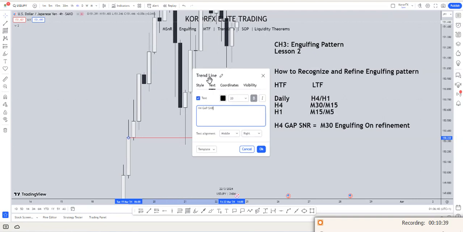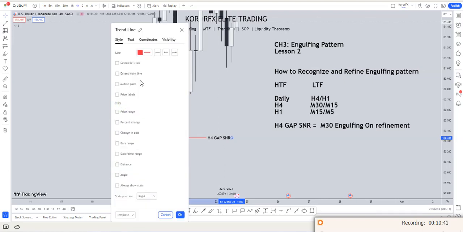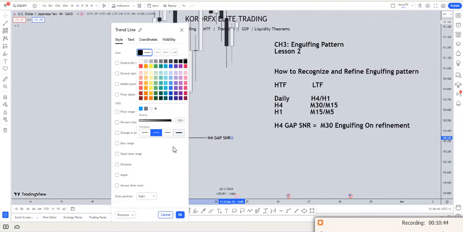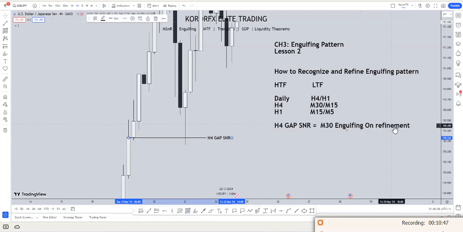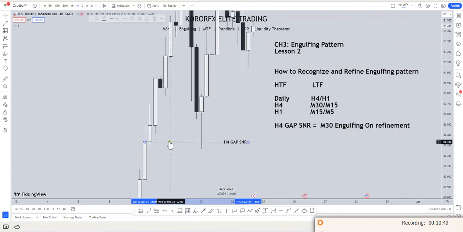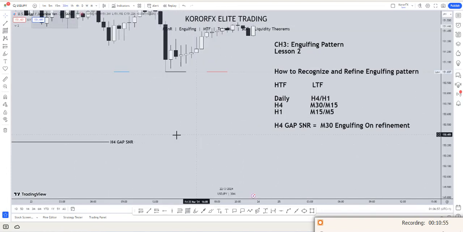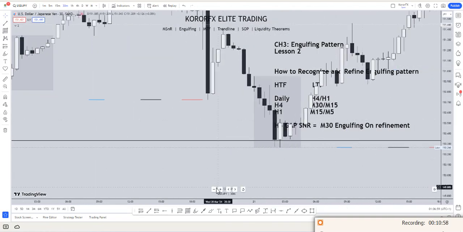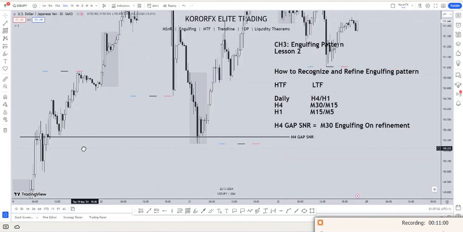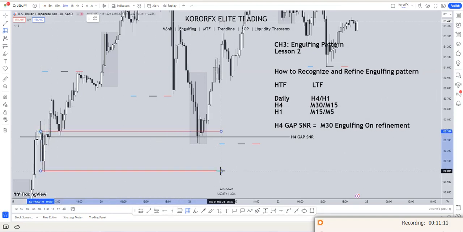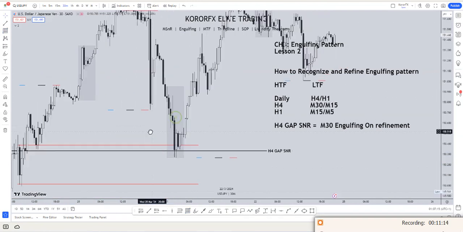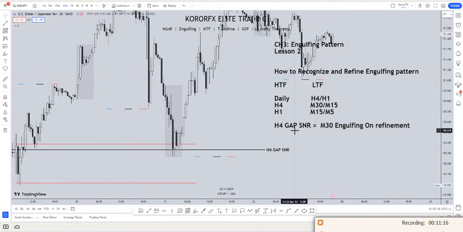So when we refine the H4 gap SNR into 30 minutes, we will see a hidden zone which is a 30 minute engulfing for refinement of the H4 gap SNR. So now let me go to 30 minutes and I will show you that there is a hidden zone which is engulfed. You guys see there is an engulfed candle there. That's the refinement of the engulfing of the H4 gap SNR.